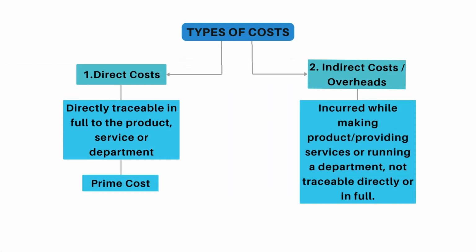There are two types of costs. First, direct costs. These are directly traceable in full to the product, service, or department and are also known as the prime cost. Second, indirect costs. These are those that are incurred while making product or providing services or running a department, not traceable directly or in full. They are also called overheads.